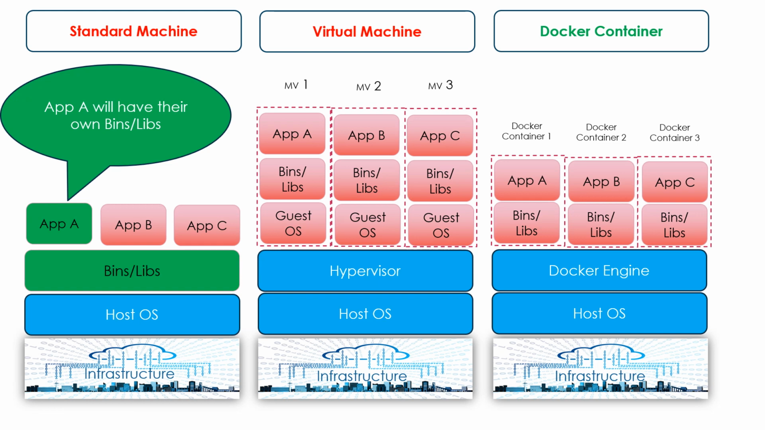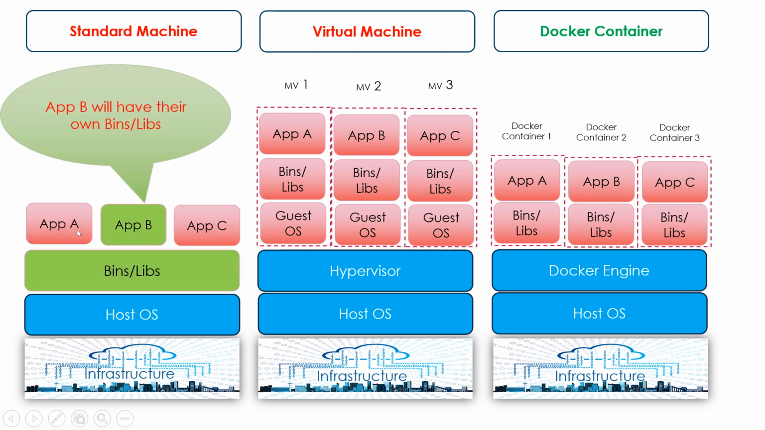In terms of a standard machine, app A will have its own bins and libs. Let's say here we are running a Tomcat Java application with JSP, where app A is Tomcat. Tomcat will have its own binaries and libraries, and let's say here we have Apache or some other application. Apache will have its own libraries which are not compatible, so we need dedicated bins and libraries for that.